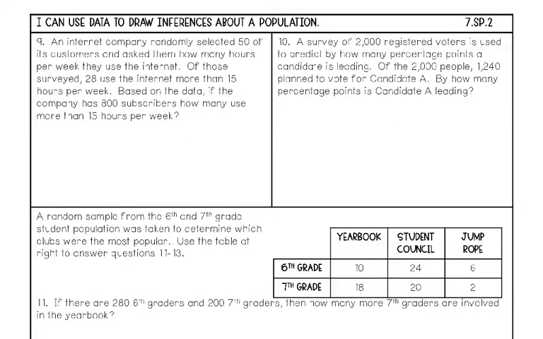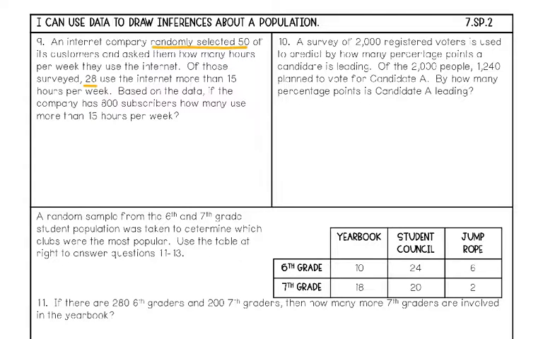For the next section, we're going to use data in these statistical questions to draw inferences about a population. This is where we set up those proportions. So number 9 is about an internet company randomly selecting 50 of its customers and asking them how many hours per week they use the internet. That randomly selected 50 people is the sample. It says of those surveyed, 28 of those people use the internet more than 15 hours per week. That 15 hours is not necessary for a proportion. We will look at the 28 people out of the 50 that were selected.